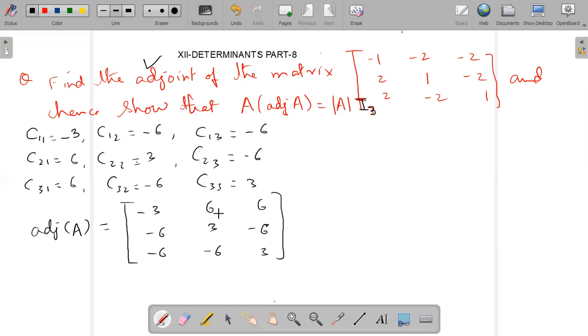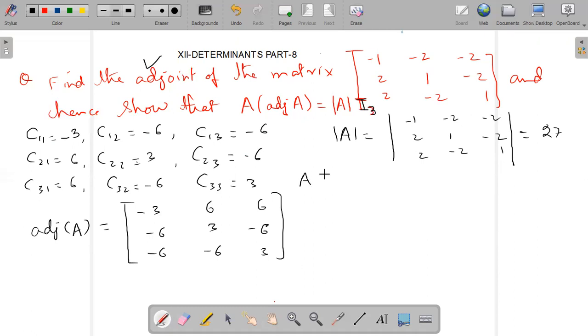So now we have to show that A into adjoint A multiply. Before that, we also need to find the determinant. So determinant A is equal to the matrix -1, -2, -2; 2, 1, -2; 2, -2, 1. You can use any method, the diagram or the values, and you will get the value 27. This will come 27. And the right-hand side is determinant into I3, which we will show.